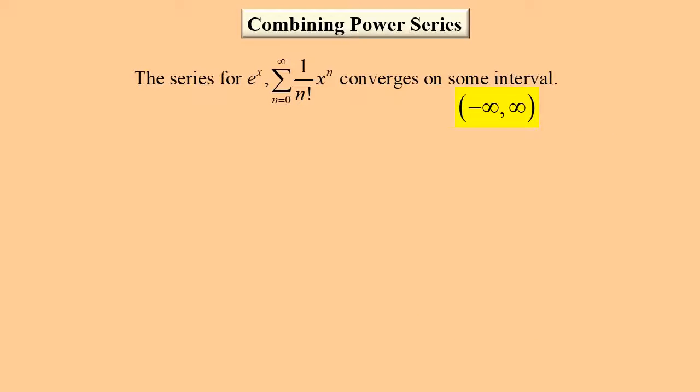Now here's a power series for e to the x. One of the things that we oftentimes need to do is to multiply this power series by some term involving x. So for this one, if we multiply e to the x times x squared, that just means multiply the power series for e to the x times x squared.